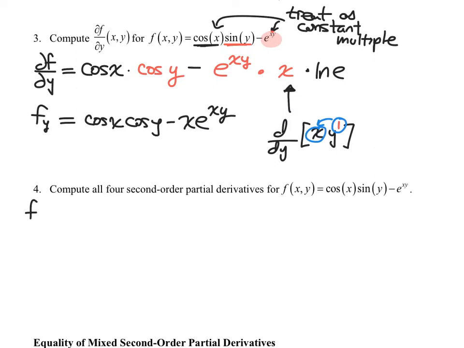So f sub yy. What happened to the natural log of v? ln of v is equal to 1. So that's going to cancel. All right, so when I'm taking my second order partial with respect to y, I'm basically doing the same thing that I did previously, just with my first derivative. So I'm going to hang on to the cosine of x. I'm going to take the derivative of cosine of y, which is negative sine of y.